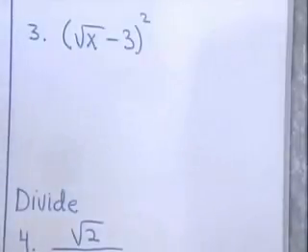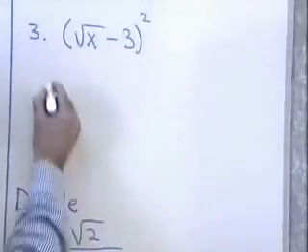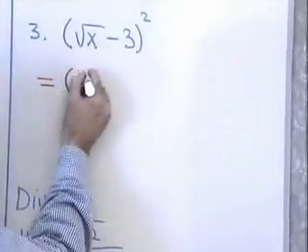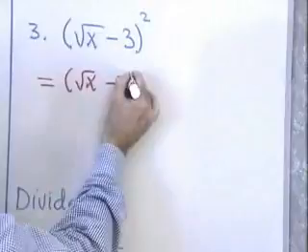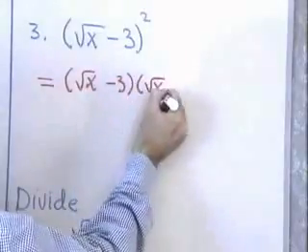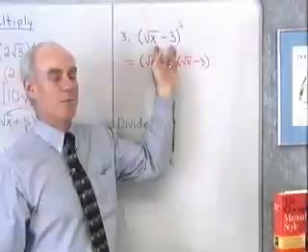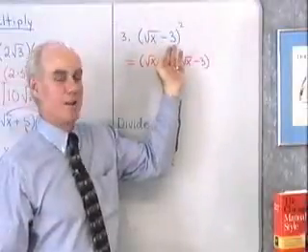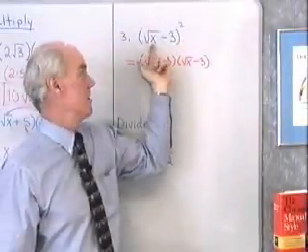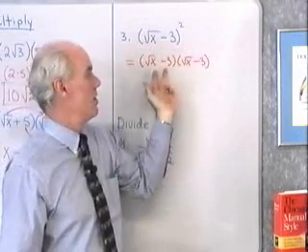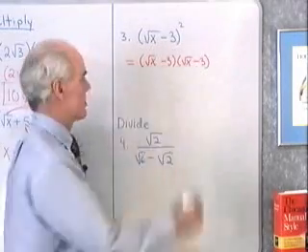I have square root x minus 3, that quantity squared. Now that means square root x minus 3 times square root x minus 3. If you write this out this way, it'll keep you from making that mistake where you square the first term and square the last term. That would be the wrong answer, to say that this was x plus 9. We need to multiply it out just like they were binomials.